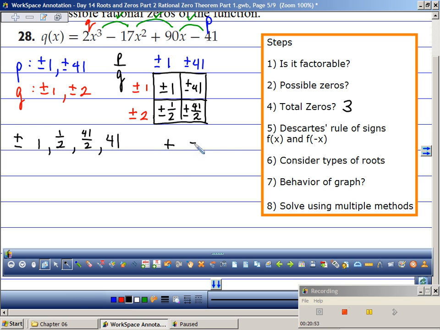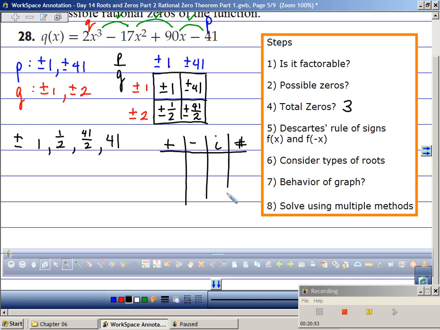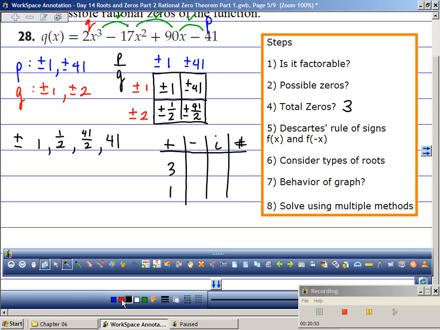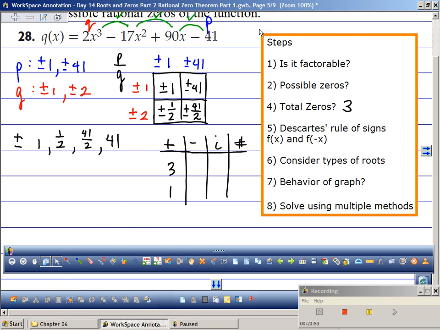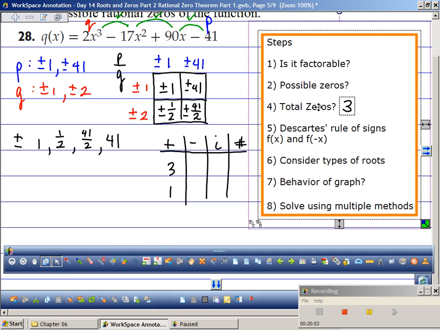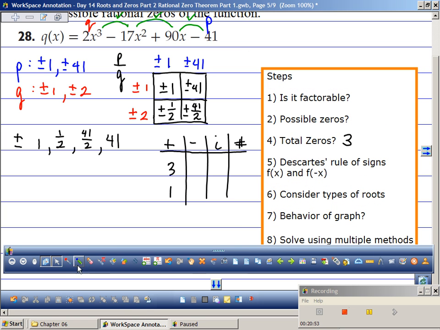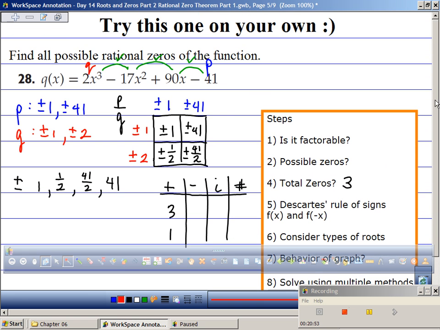So I have plus, minus, i, and total. My total positives would be 3 or 1. Negatives, I'm going to do this one a little bit faster, okay? Remember what I said about the whole negative aspect? If it's odd, it's going to change the sign. If it's even, it's not.